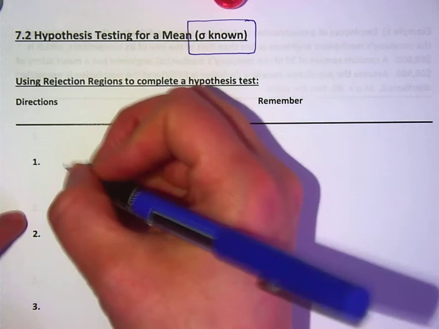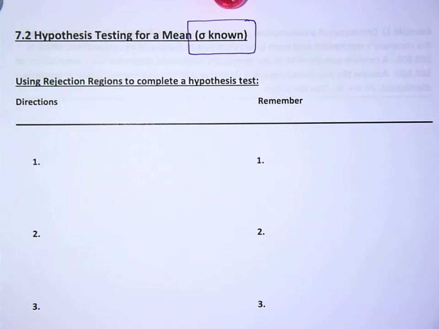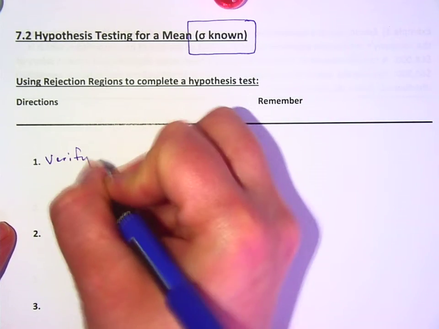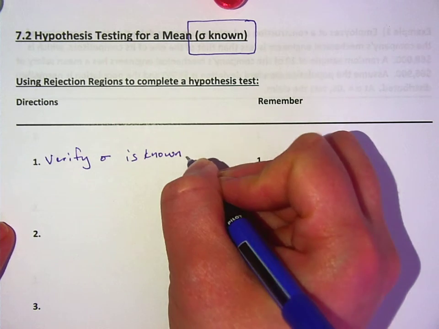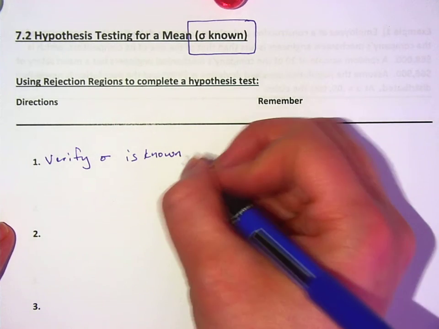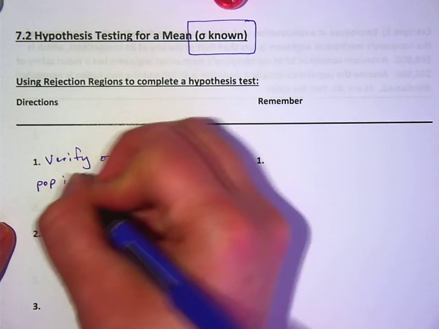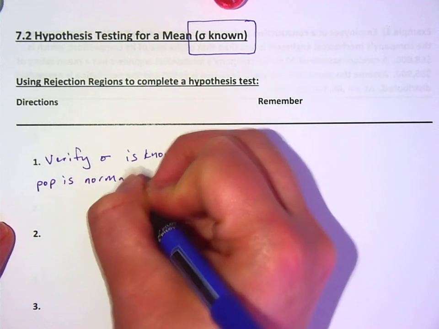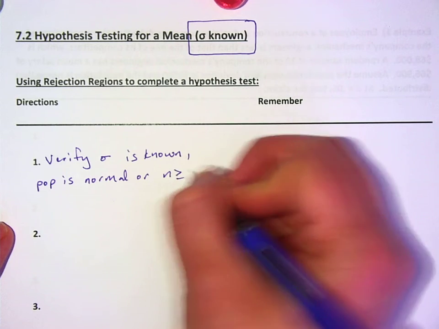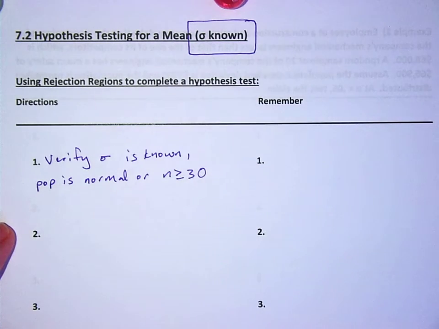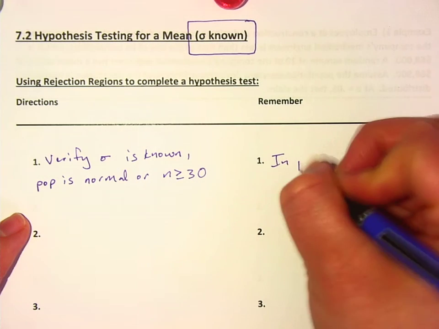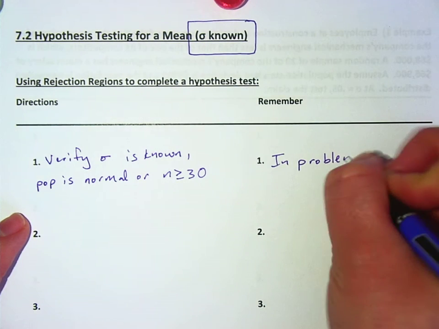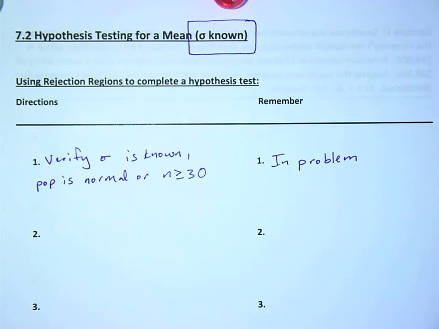Okay, so the first thing you have to do is verify that sigma is known, and that the population is normal, or n is greater than or equal to 30. This is in the problem, and that means you can do this test. And if these conditions aren't met, then you can't do this test. There's other tests you could do.